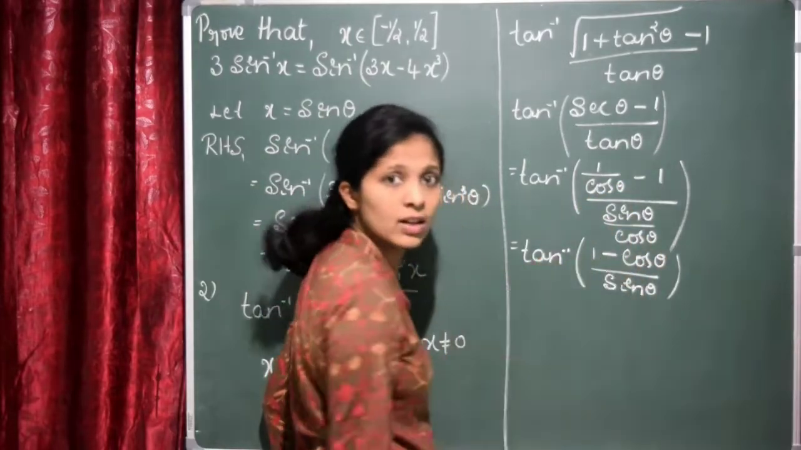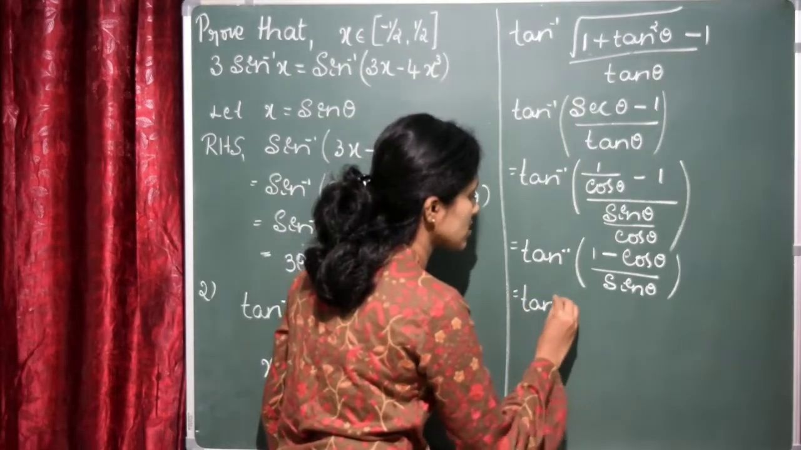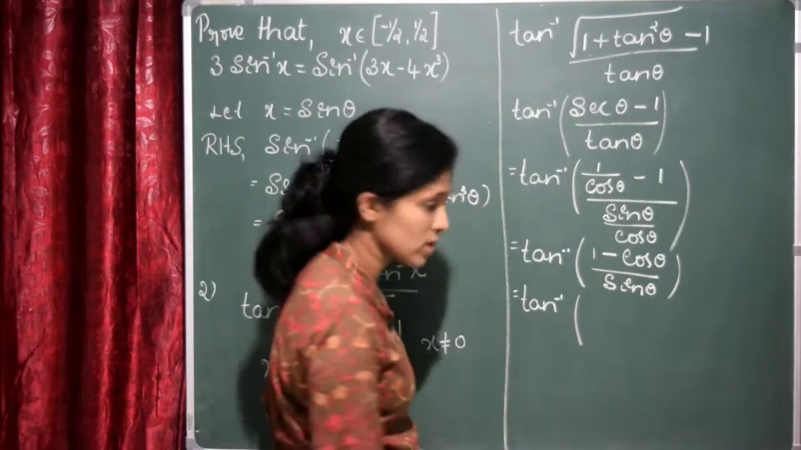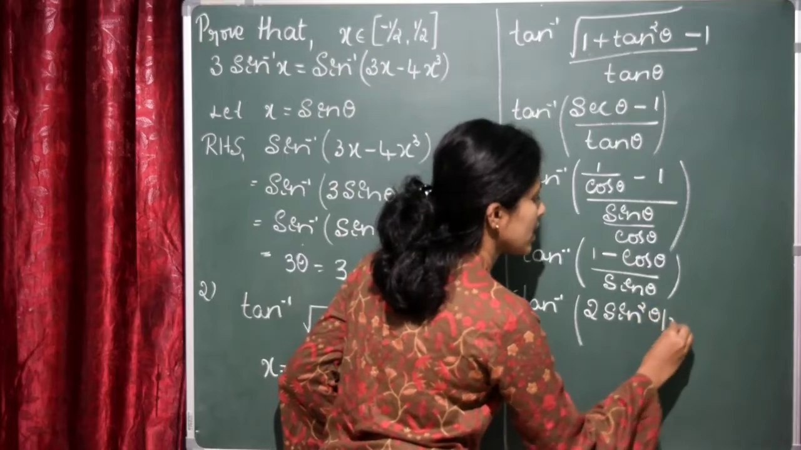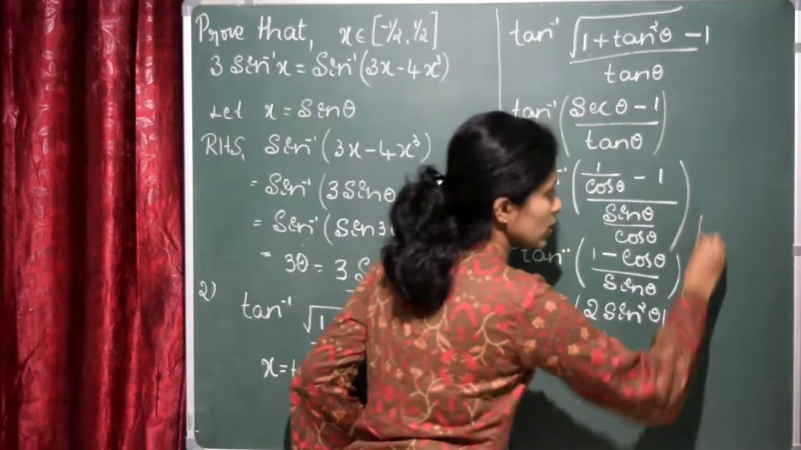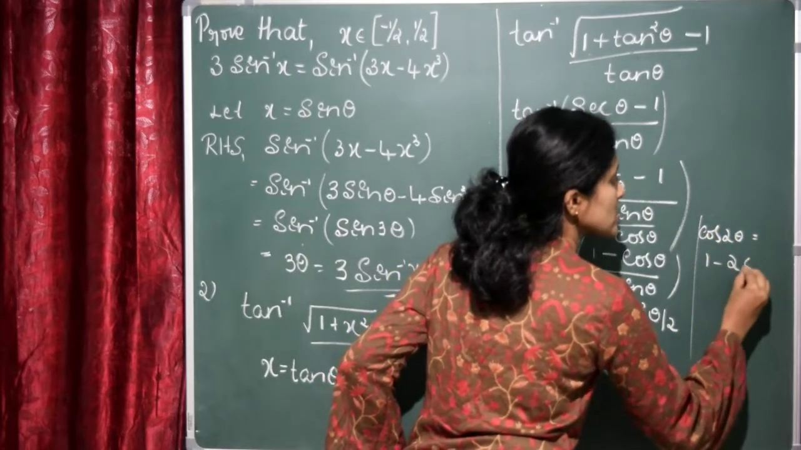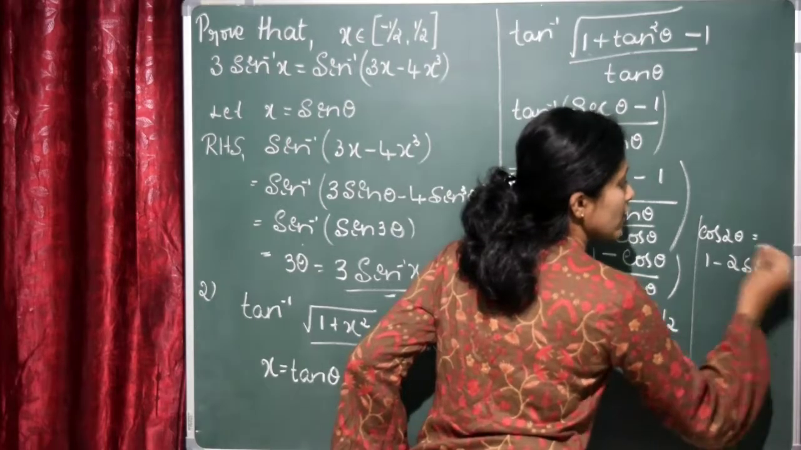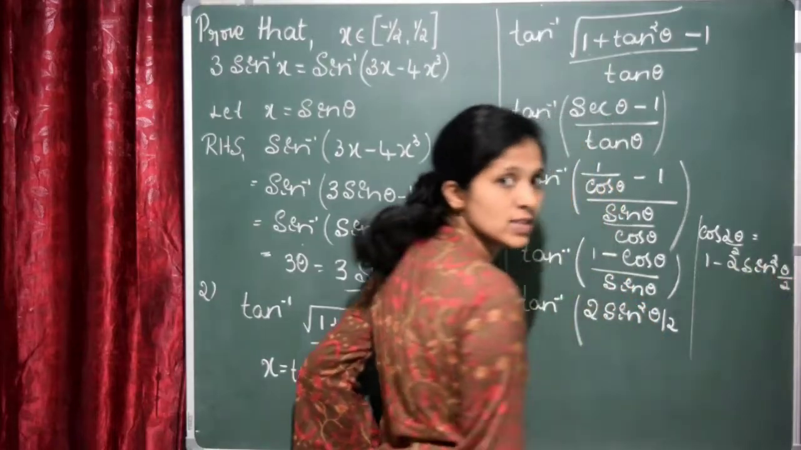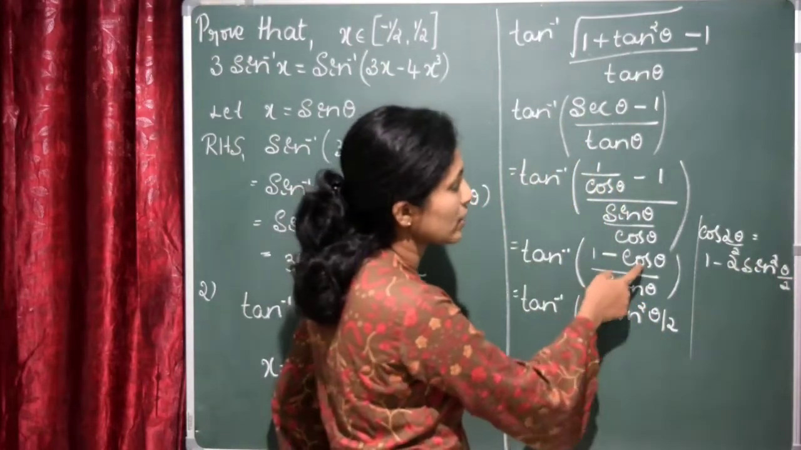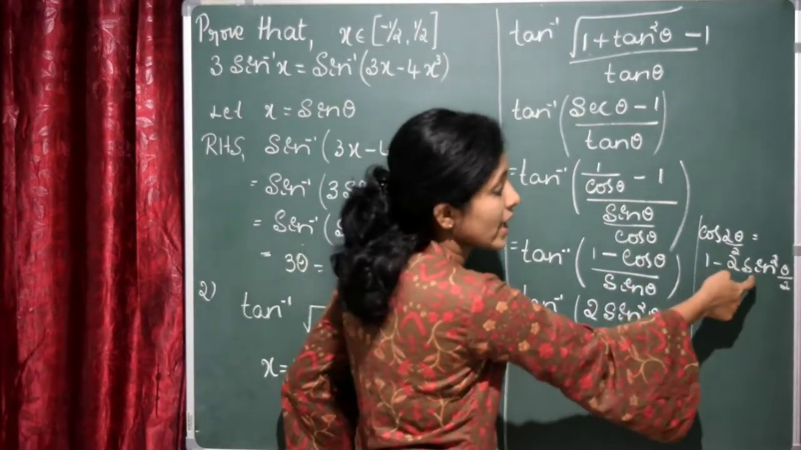Now what can we do here? Can we write 1 minus cos theta as 2 sin square theta by 2? Yes, because you know the formula cos 2 theta is 1 minus 2 sin square theta. Now if I divide the angle by 2, cos theta will be equal to 1 minus 2 sin square theta by 2. Here we need 1 minus cos theta, so 1 minus cos theta is equal to 2 sin square theta by 2.